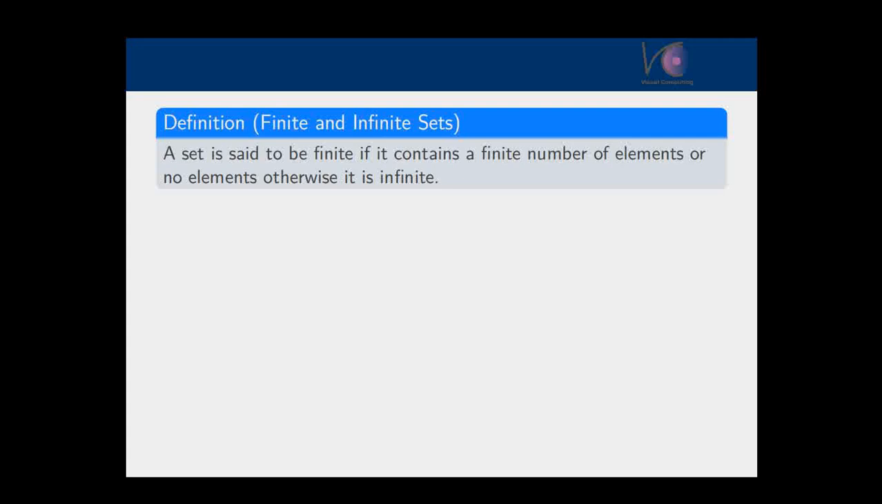So what is this infinite? We therefore say that a set is finite if it contains a finite number of elements or no elements at all. Otherwise, that set is going to be infinite. So we can say, let A be the months. Let this set A be equal to the months in a year. So we have January, February, all the way up to December.